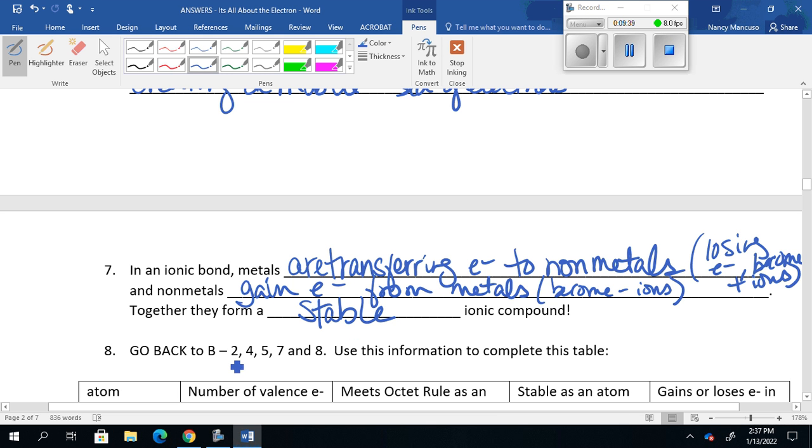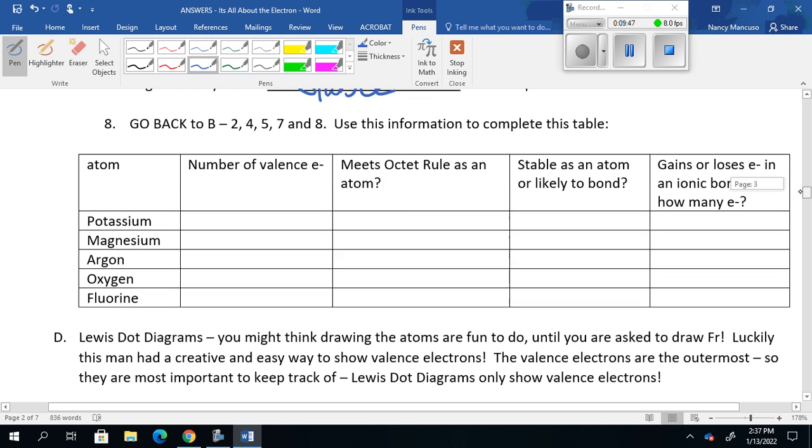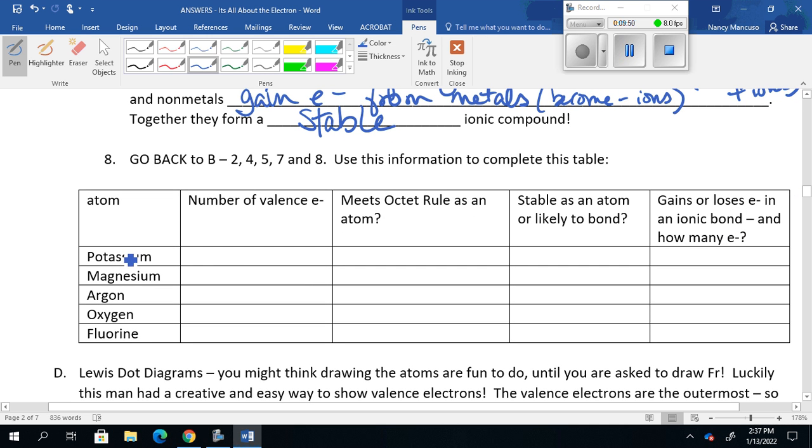Now we go back to B2, 4, 5, 7, and 8. Use this information to complete the table. I'm going to do the first one with you, and then you can do the rest. Potassium, number of valence electrons: potassium just has 1 valence. Meets the octet rule as an atom? No, it doesn't have 8 in its outermost shell. Is it stable as an atom or likely to bond? It is likely to bond. Gains or loses electrons in an ionic bond, and how many? It is going to lose 1 electron.